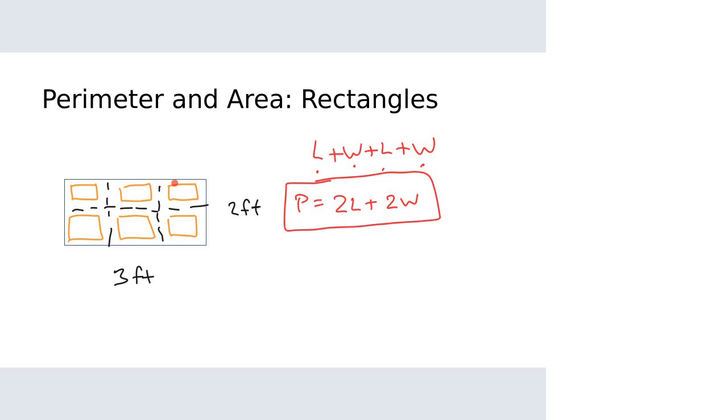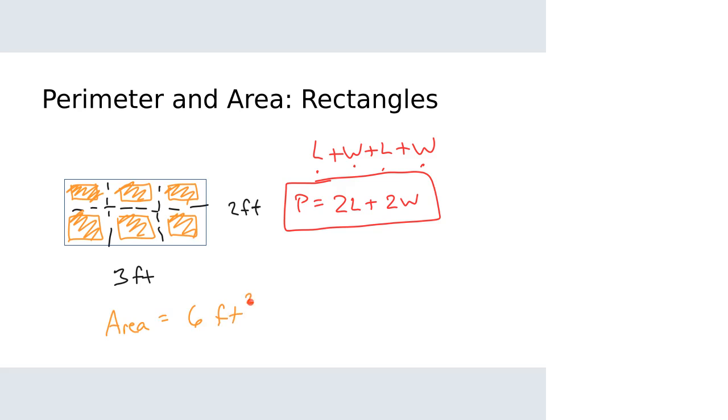Perfect. Thanks, Jessica. Ashley, I have 6. So there's 1, 2, 3, 4, 5, 6 square feet. So the area of this rectangle is 6 square feet.